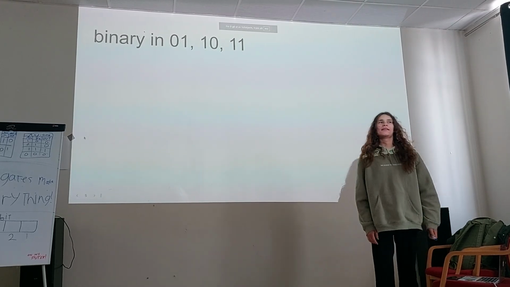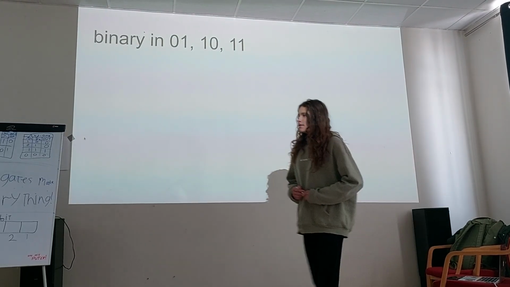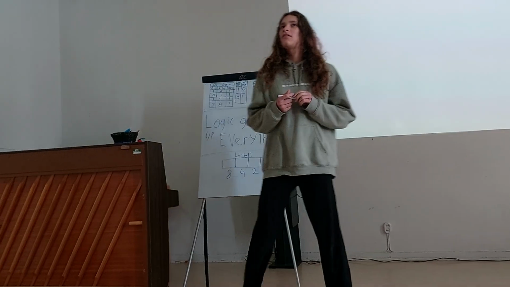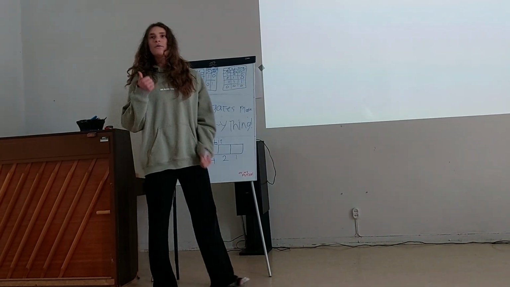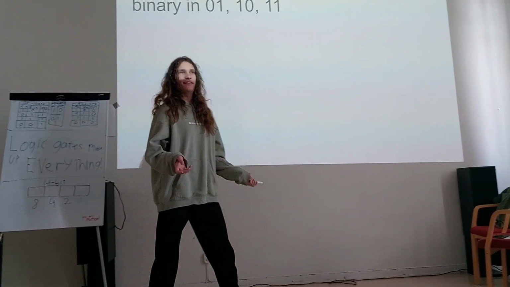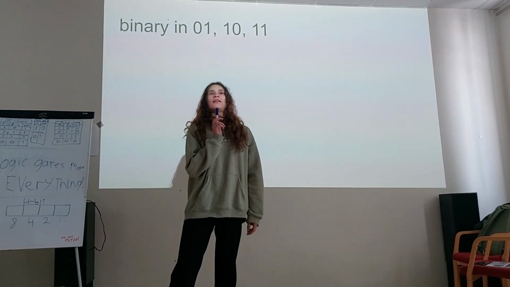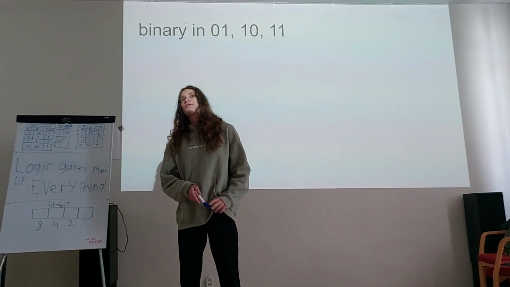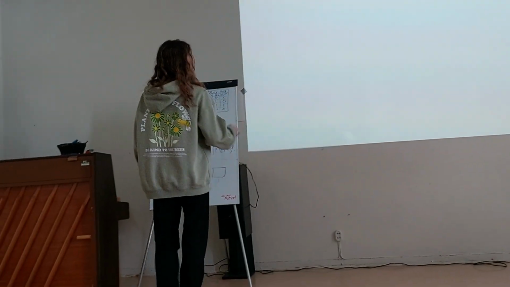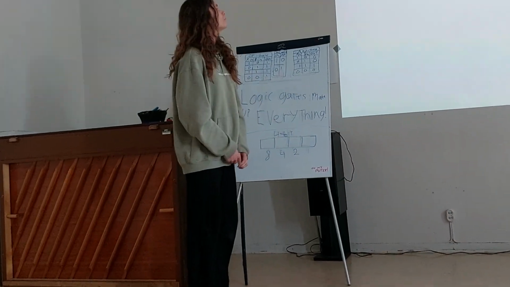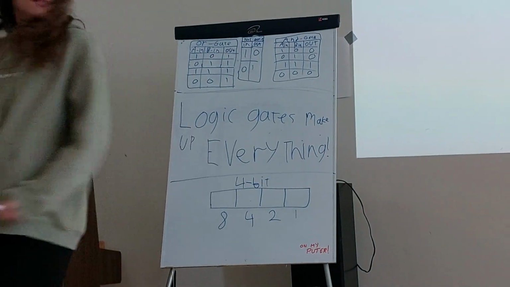Let's count in binary. Binary is a number system, just like the normal numbers we use, because we count like 1, 2, 3, 4, 5, 6, 7, 8, 9, 10. So we use 10 different numbers, all from 0 to 9, to explain numbers. But in binary, we just use 2.